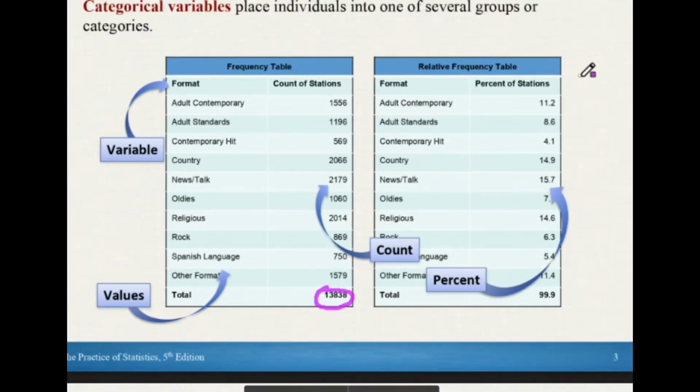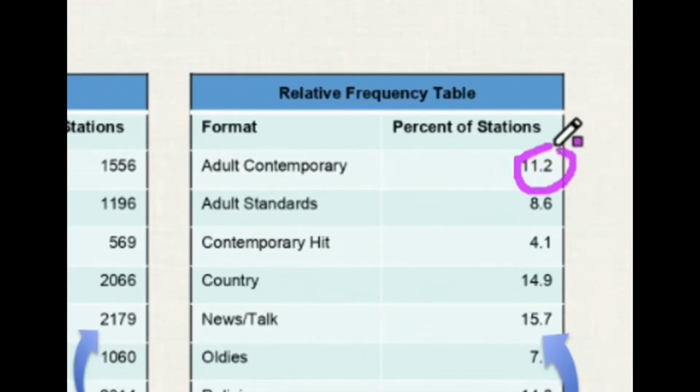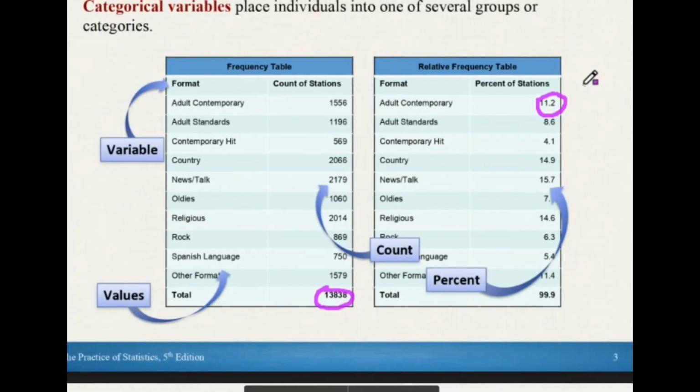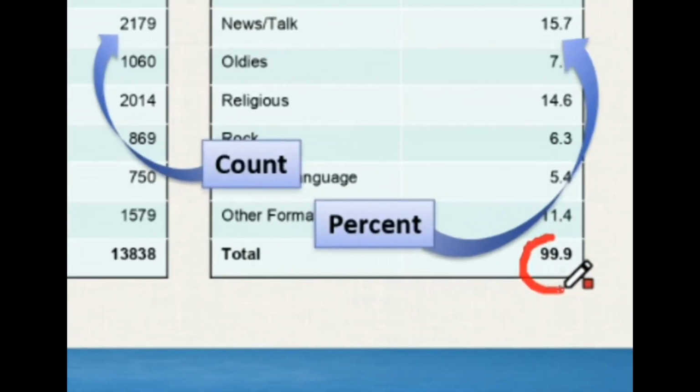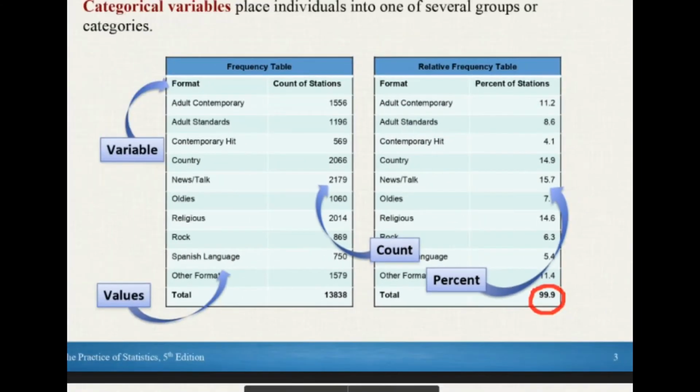And what we can do is calculate a percentage or a relative frequency based on those totals. Notice too that when we are doing averages or totals, it might not come out to exactly 100%, and that's because some of these values are being rounded. And when you round, things won't come out to be absolutely perfect.